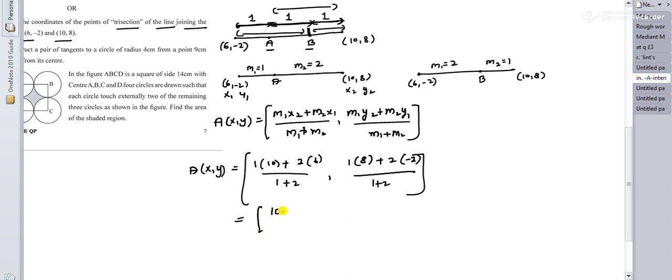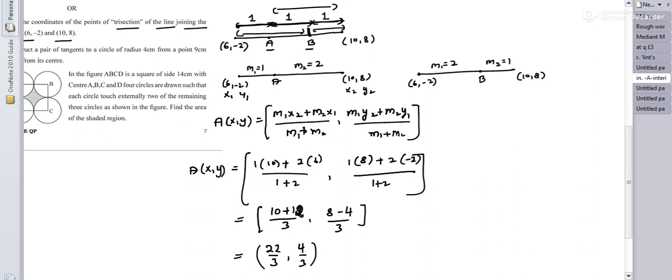So here we will get 10 plus 6 to the 18 divided by 3, comma, 8 minus 2 is 4 divided by 3. So you will get the answer as, 18 plus 10 is 28, right? Anything wrong? No. This is 10 and 6 2s are 12. Sorry, this is 12, right? So 22 by 3, and here you will get 4 by 3. So this is the first value.